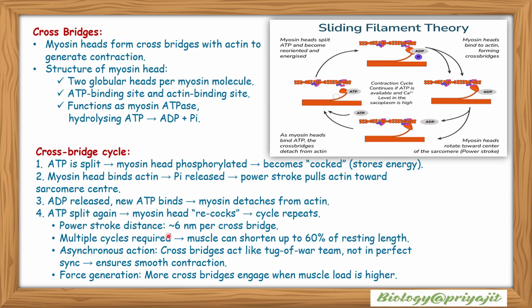Power stroke distance is approximately 6 nanometers per cross bridge, and multiple cycles are required. Muscle can shorten up to 60% of resting length. Asynchronous action: cross bridges act like a tug of war team, not in perfect synchrony. It ensures smooth muscle contraction. Force generation: more cross bridges engage when muscle load is higher.